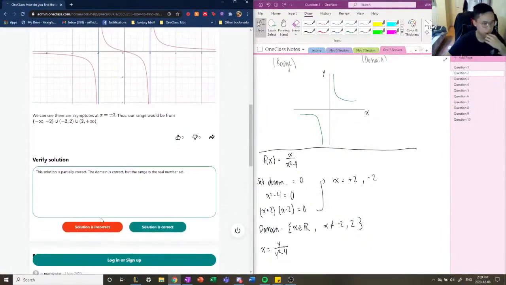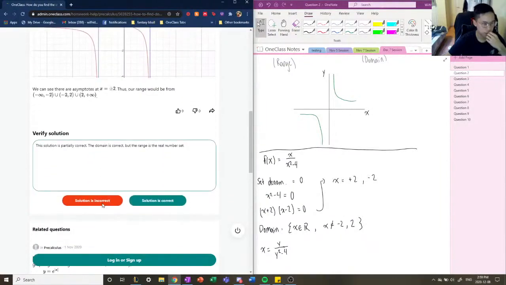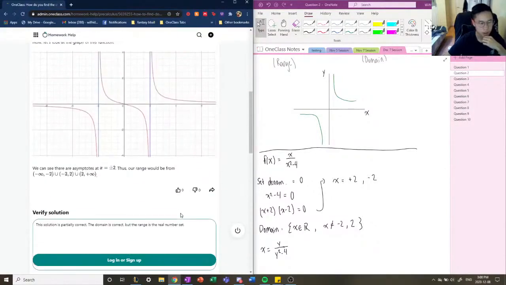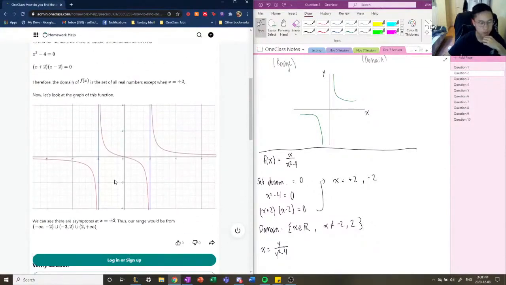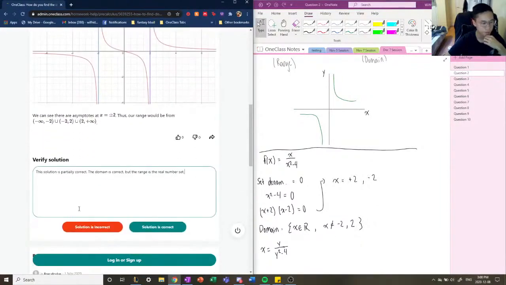So yeah, my last comment for this is that you guys can try to isolate for y and try to find the inverse and try to find the domain. It's very difficult to find that, but I would suggest looking at the graph itself and evaluating what the range is from the graph. All right.